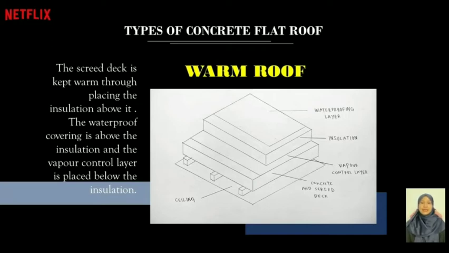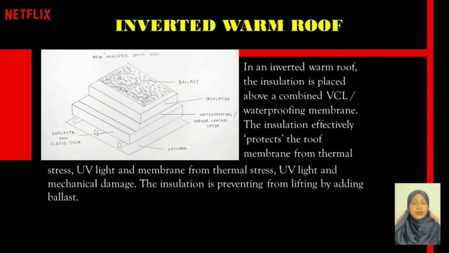Now, types of concrete flat roof. The first one is warm roof. The screed deck is kept warm by placing the insulation above it. The waterproof covering is above the insulation and the vapor control layer is placed below the insulation. The second one is inverted warm roof. In an inverted warm roof, the insulation is placed above a combined VCL or waterproofing membrane. The insulation effectively protects the roof membrane from thermal stress, UV light, and mechanical damage. The insulation is prevented from lifting by adding ballast.